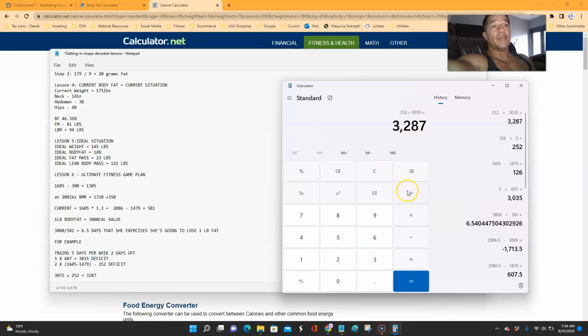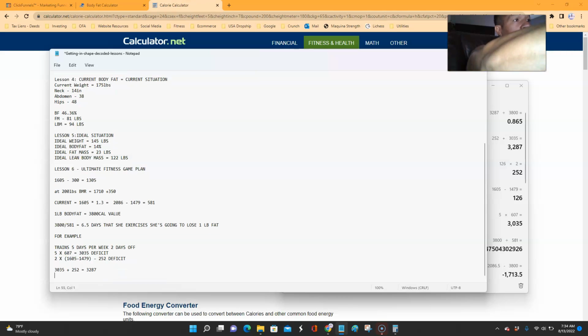Again, 1 pound of body fat has 3,800 calories. We're going to divide this by 3,800 calories. So in 1 week, she's going to lose 0.865 pounds of fat mass. All right. So we go 3,287 divided by 3,800 equals 0.865. So she'll lose that much fat mass per week.